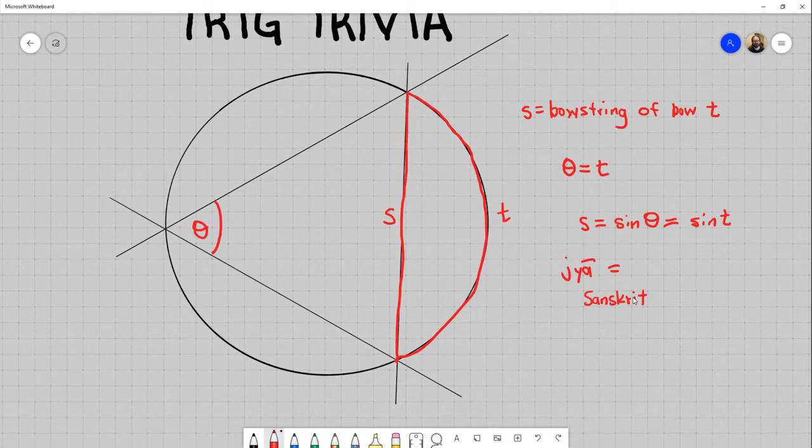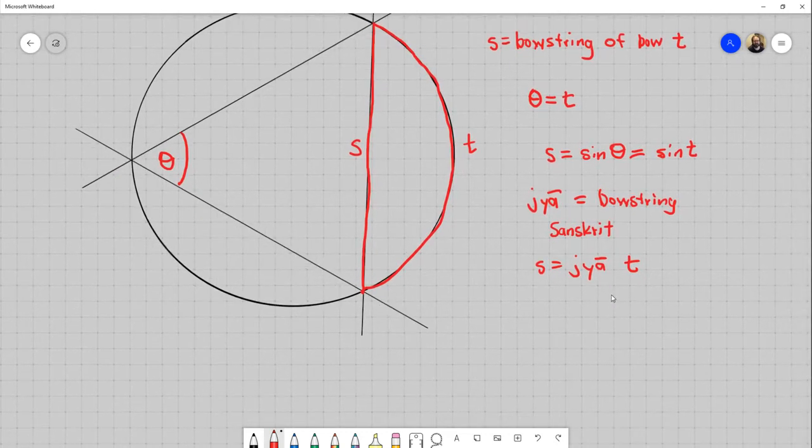In Sanskrit, the word, I'm just going to call it ja, means bowstring. And the Indian folks that were doing trigonometry, that's the word they used. They said the ja of t. So the length S would be, literally, the bowstring of t.